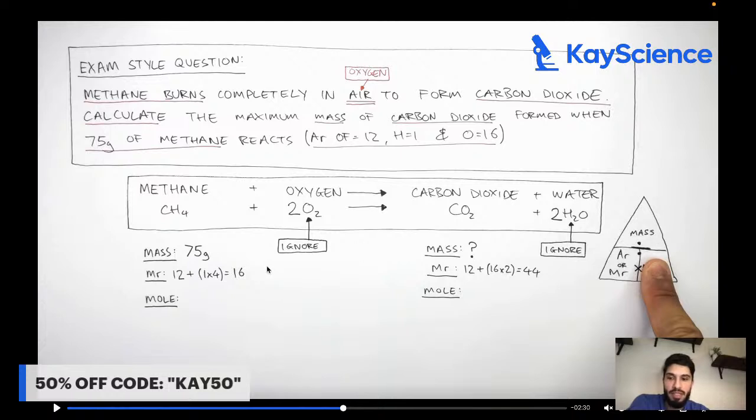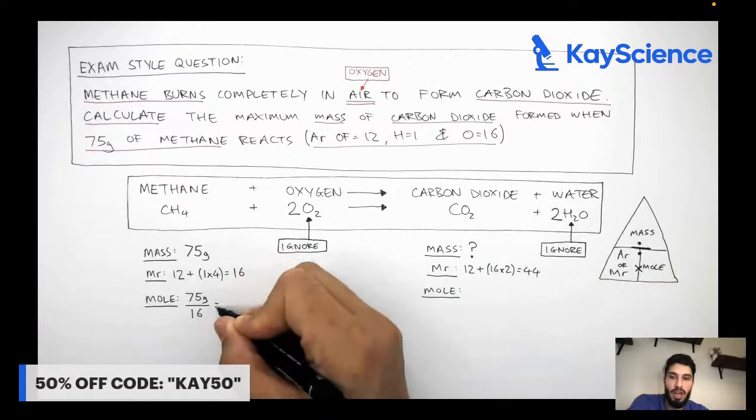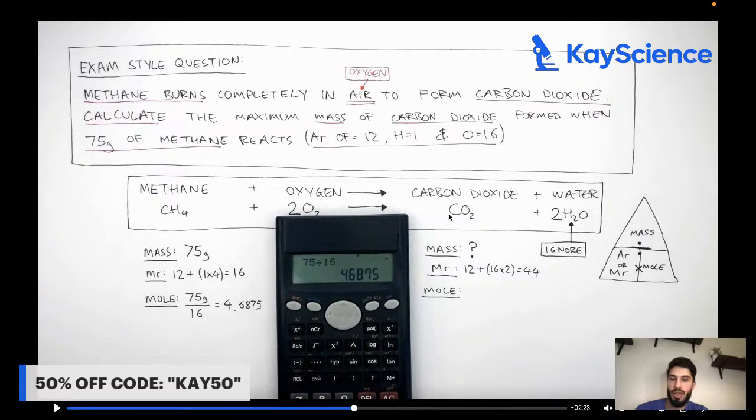So it's going to be 75 grams divided by 16. And you put this into your calculator and we get 4.6875. Now, it's really important you keep your answer in the calculator, because what we're going to do is transfer this number across to carbon dioxide, and we're going to do this using the ratio of moles.